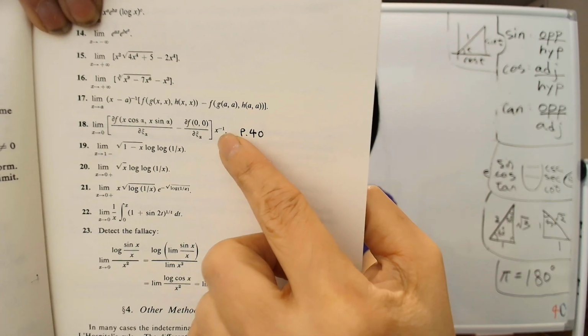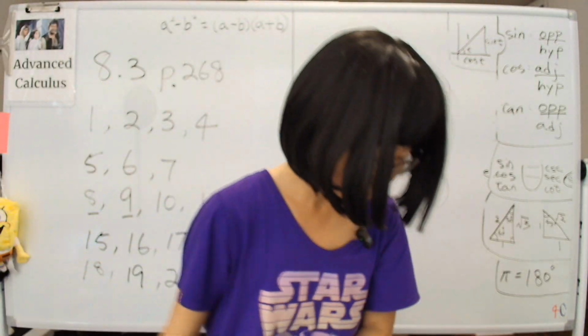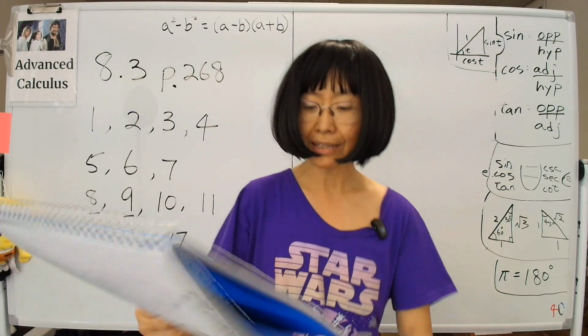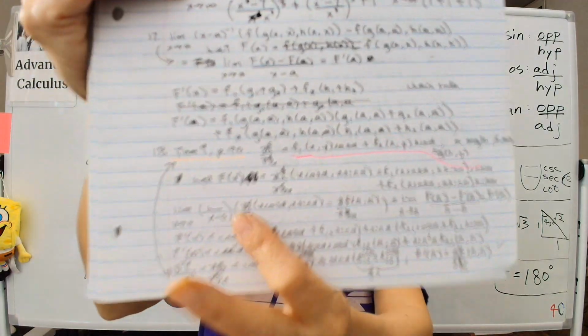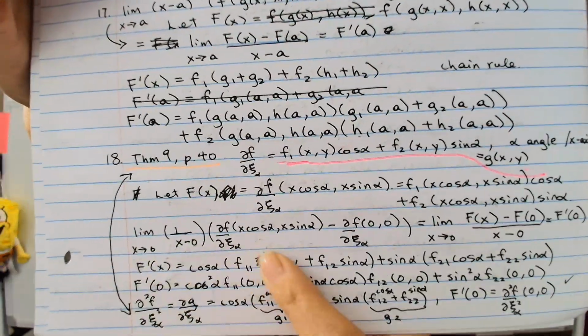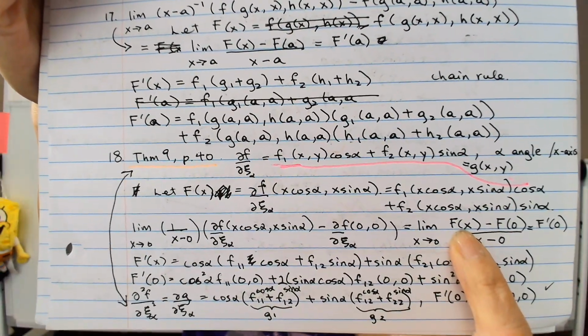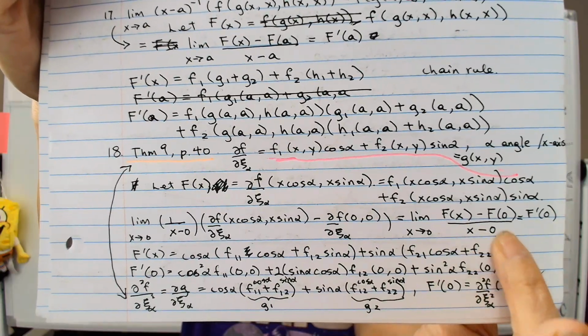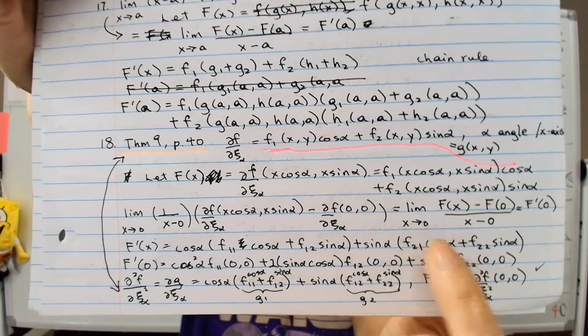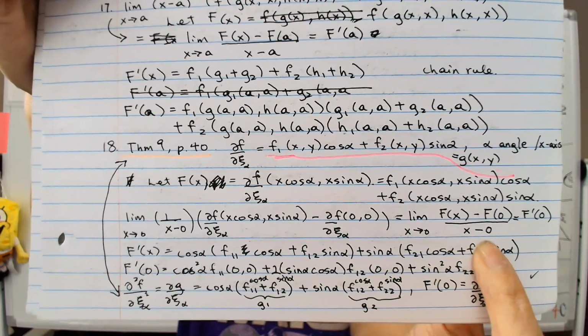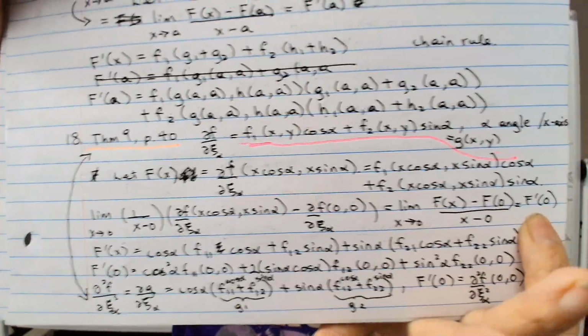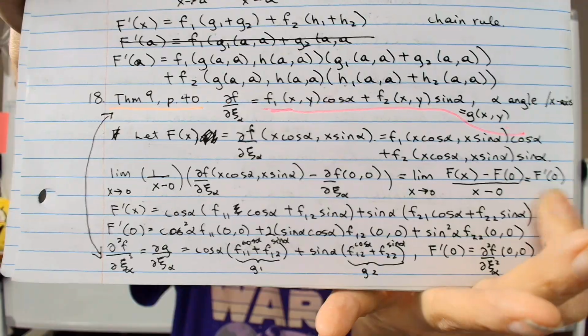Okay, that is the same as, if we write that out, this limit right here. That's the same as the limit as x goes to 0 of big F of x minus big F of 0, divided by x minus 0. In other words, this is equal to big F prime of 0. Now, therefore, what is big F prime of 0?